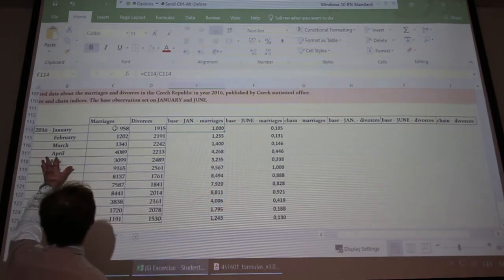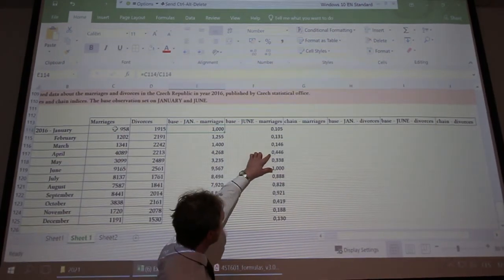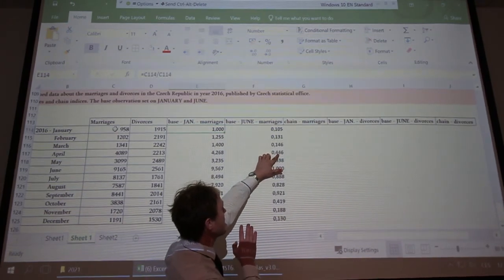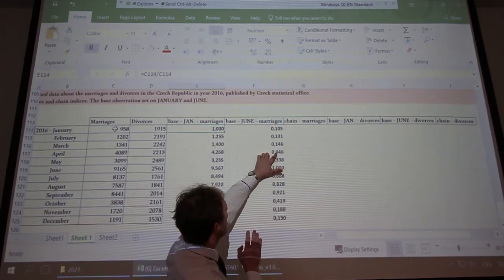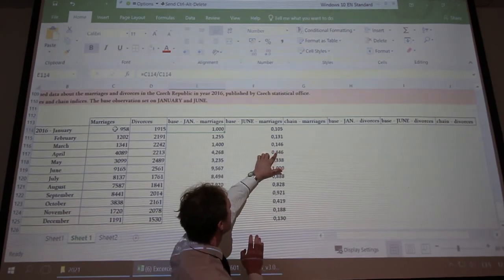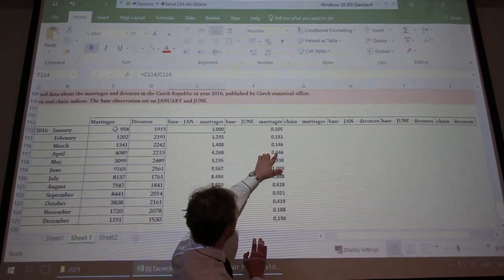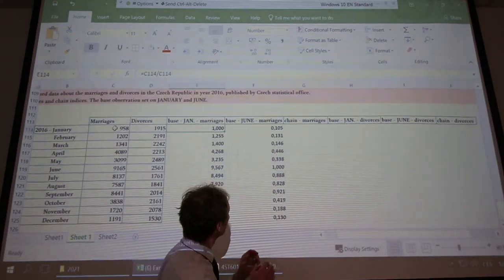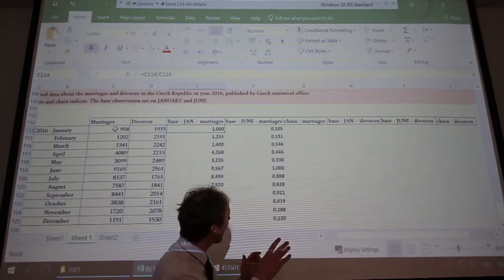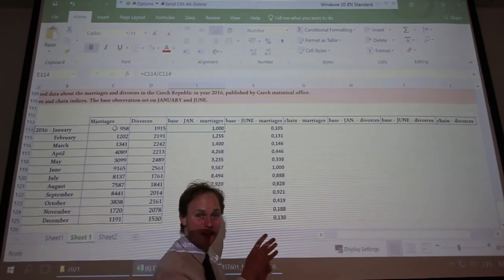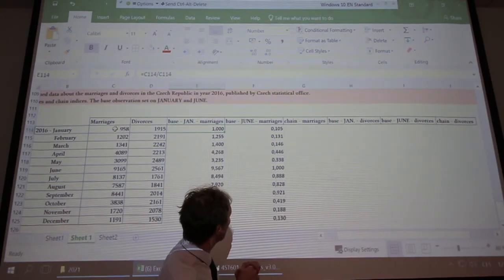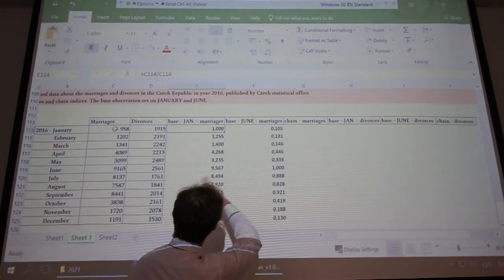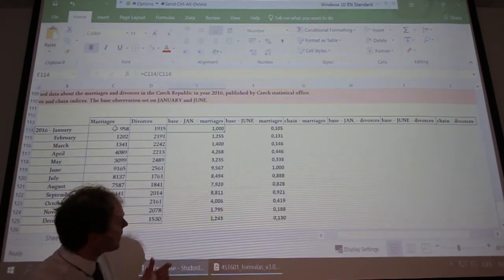with comparison with June, the number of marriages decreased by 55.4%. Am I right? Yes. 55.4%. So there we have base indices.